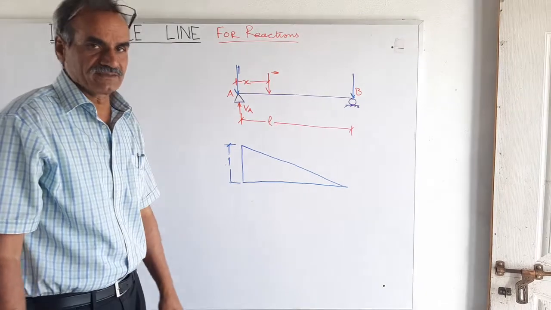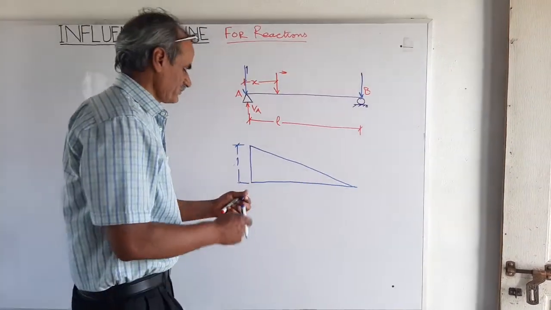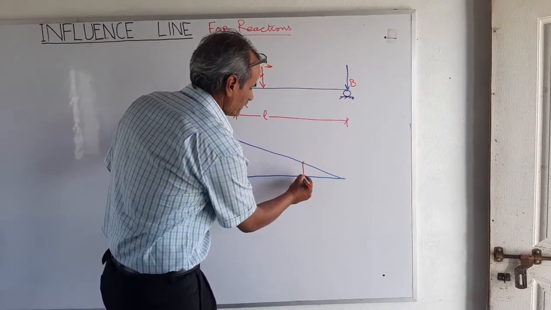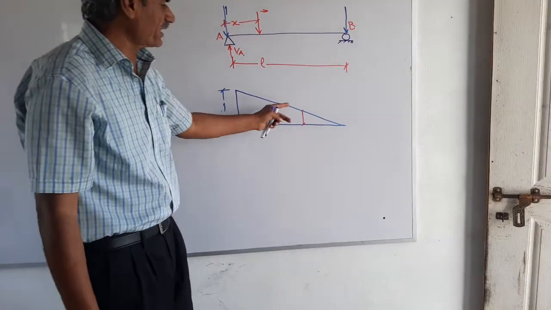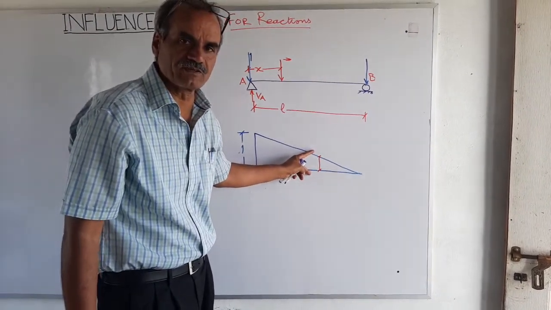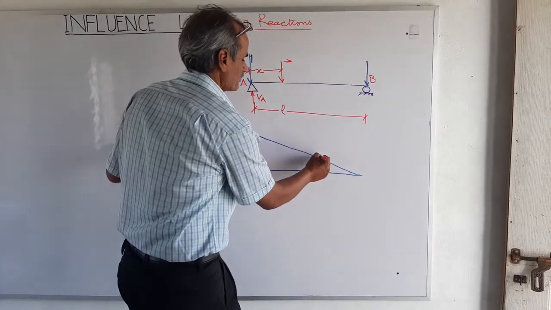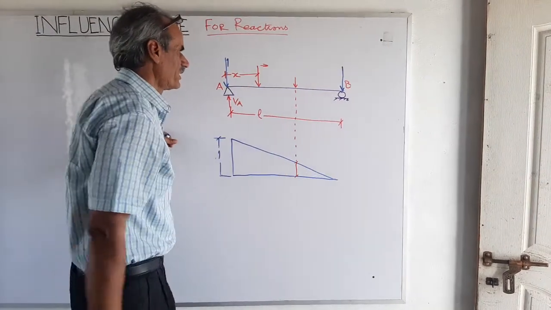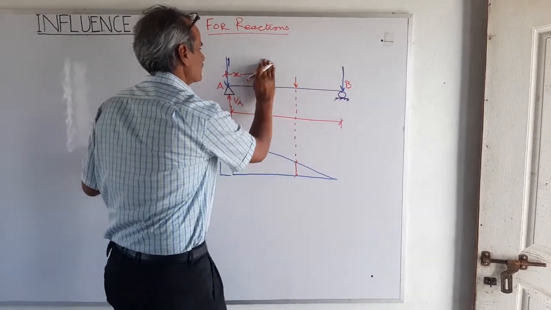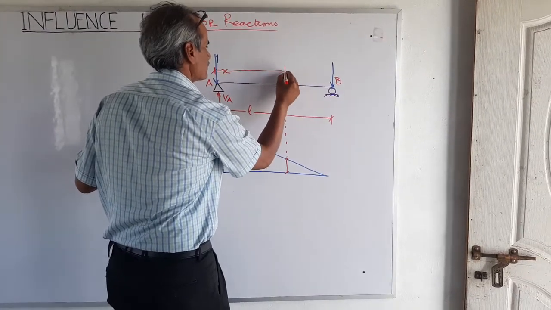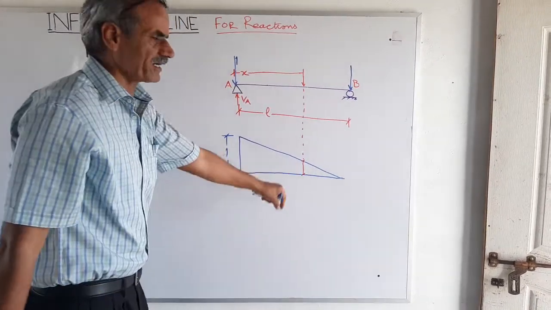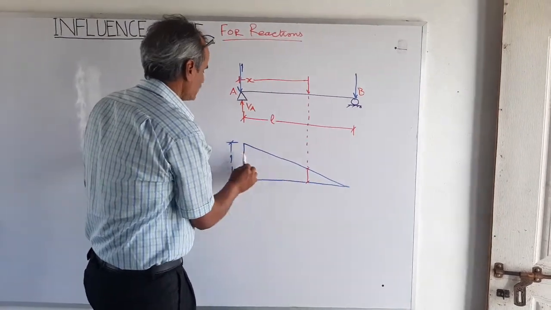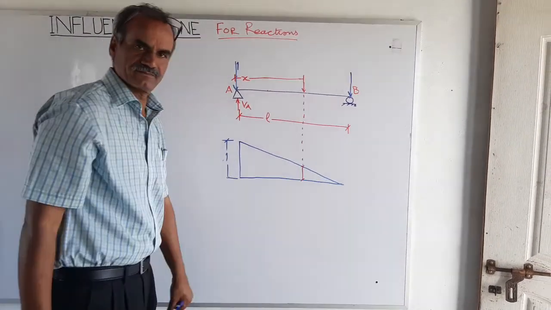Now what you should remember is that at any place, say, what does this ordinate mean? This ordinate represents nothing at this place but just the location of the load. That when this load is here, this unit load has moved from this place to this place. At that time, the value of reaction at A has reduced from 1 to this ordinate.